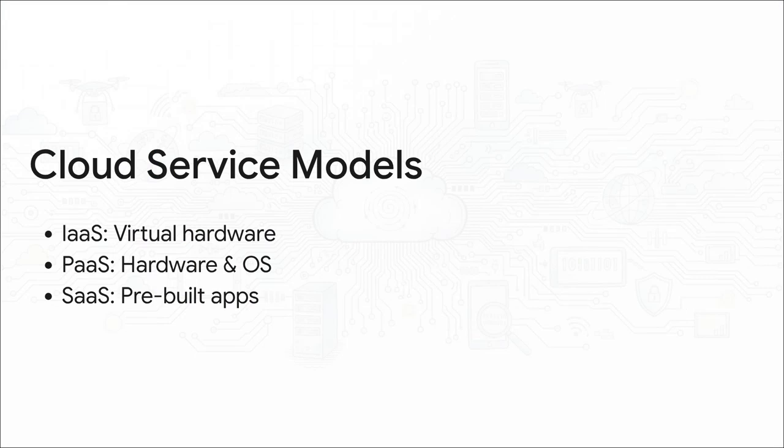IaaS, or Infrastructure as a Service, is when you're just renting the raw virtual hardware from the provider, but you're still on the hook to install and manage the operating system yourself. If we step up a level to PaaS, Platform as a Service, the vendor manages the hardware and the operating system for you. You basically just bring your own custom code.